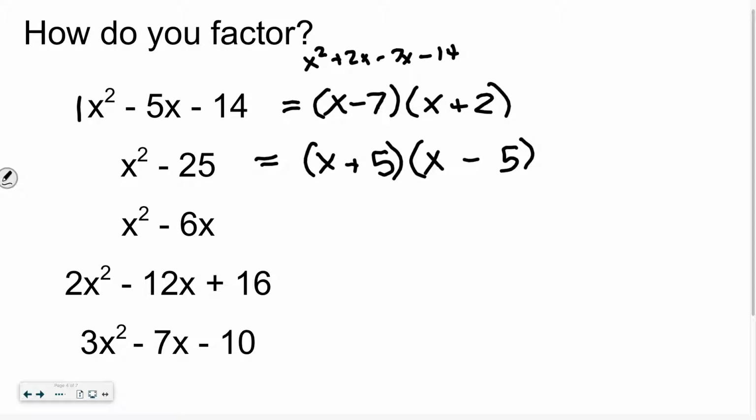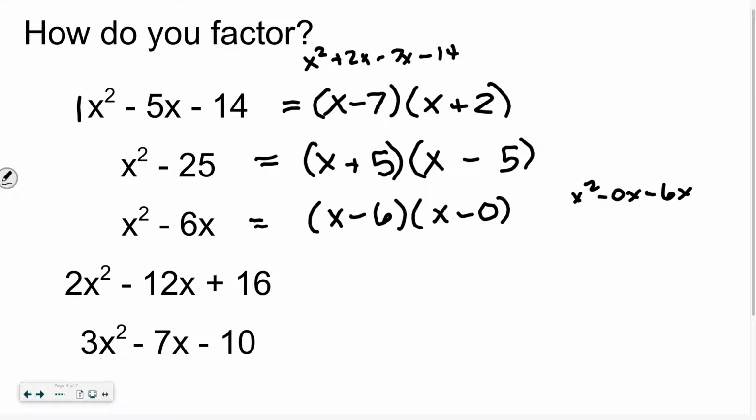Okay, was any group able to factor x squared minus 6x? Tommy, what did your group get? I got x minus 6 and x minus 0. Okay, so maybe this would be a good one for us to check. So I'm going to FOIL this out. First terms give me x squared. Outer terms give me minus 0x. Inside terms give me minus 6x. And then last terms, negative 6 times negative 0 is a plus 0. Is that going to be x squared minus 6x? Yeah, because these things are just zeros.